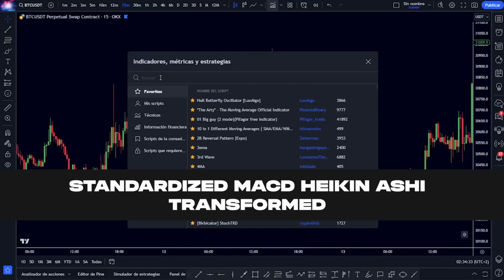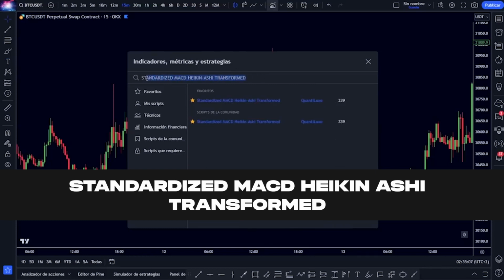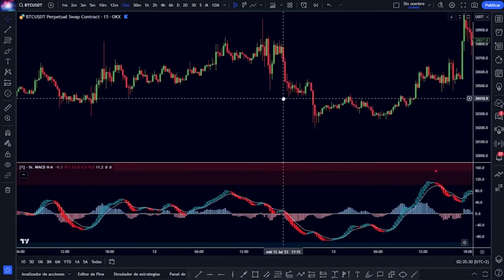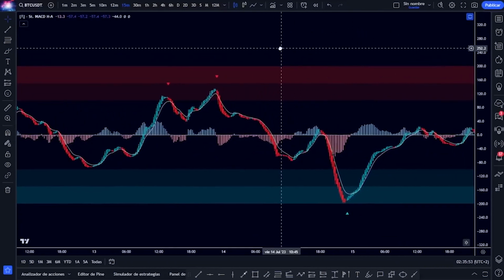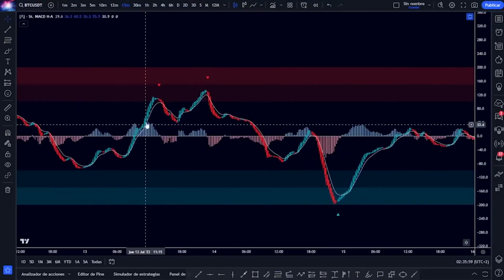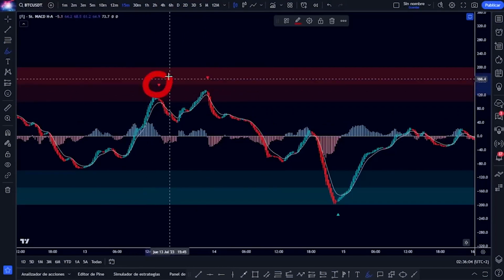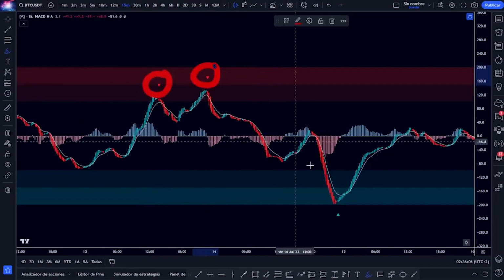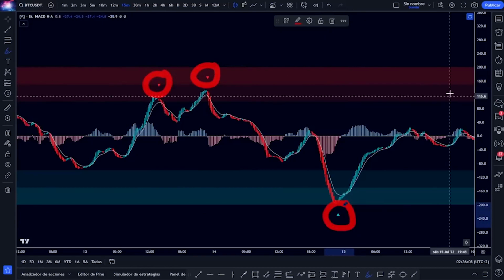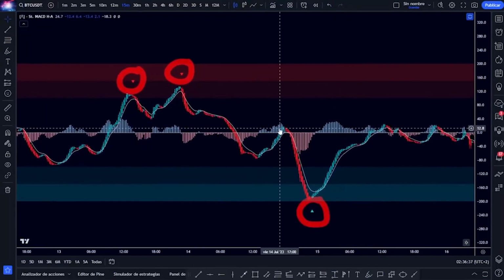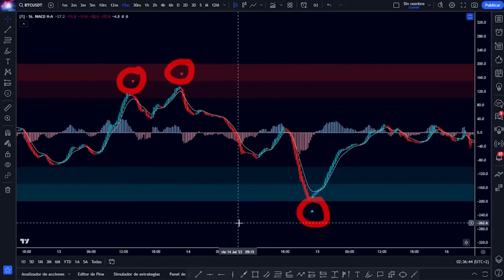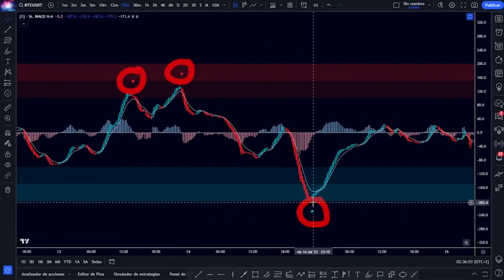We will go to the indicators and look for the Standardized MACD Heikin-Ashi Transformed. There is only one, from its creator, Quantilux. Click and we will see something like this. Directly we can see it is a complete transformation of the old MACD with its histogram and its signal averages, but it also leaves us some arrows that represent possible buy and sell signals. That is, it not only gives us all the information of the MACD, but even more correct, it also provides us with specific entry points for our operation.